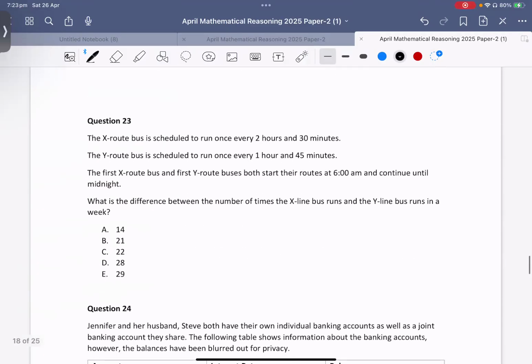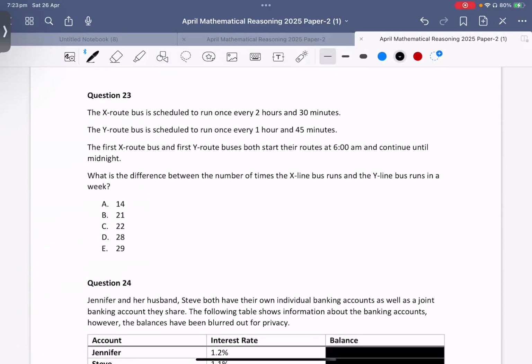Question 23. So the X route bus is scheduled to run every 2 hours and 30 minutes, right? So let's write that out into 150 minutes. The reason why I'm doing that is because it's going to come in handy later on. The Y route is scheduled to run every 1 hour and 45 minutes, which we know is 105, right? And the first X route bus and Y route bus both start their routes at 6 a.m. and continue until midnight. How many hours are there between 6 a.m. and midnight? Well, there are 18 hours, right?